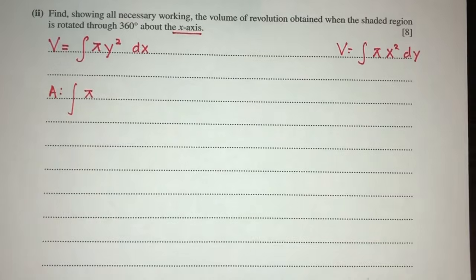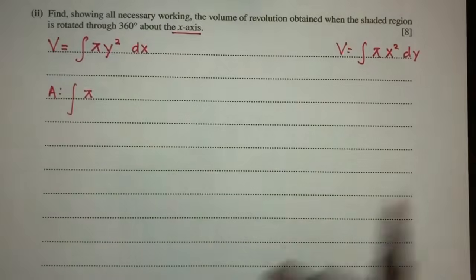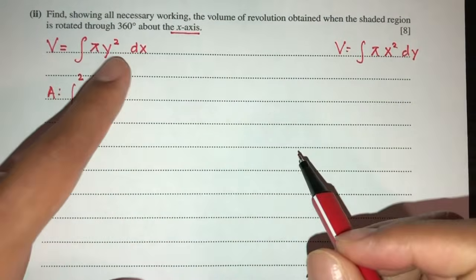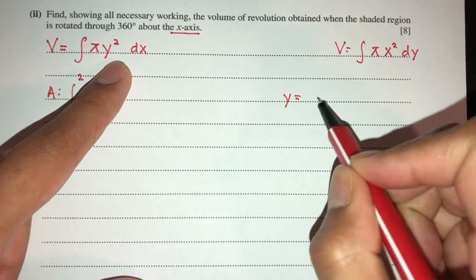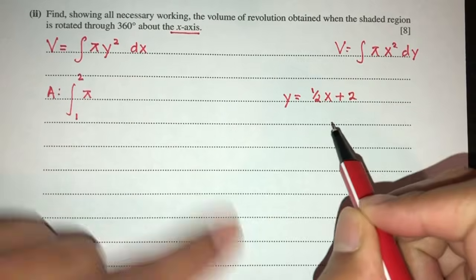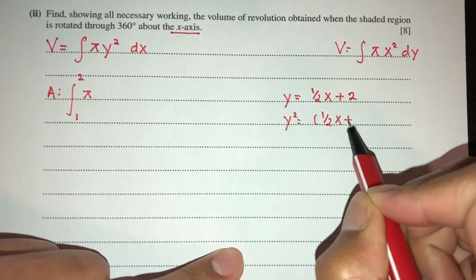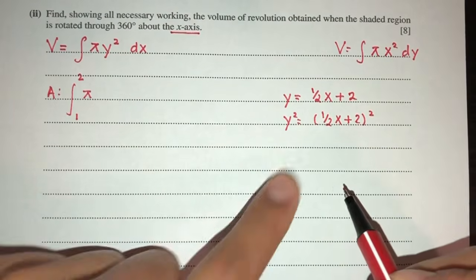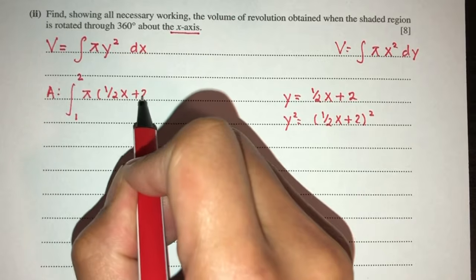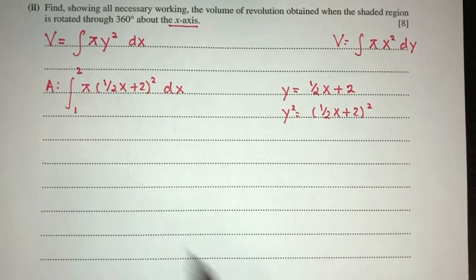So the limits have been given to you as well. It is between 1 and 2 for A. So 1 and 2, so that will be 2, 1. And we know that y is given by half x plus 2. So what is y squared? That will be half x plus 2 squared. Replace, you will have half x plus 2 squared dx. Now simplify. Let's see what we have.